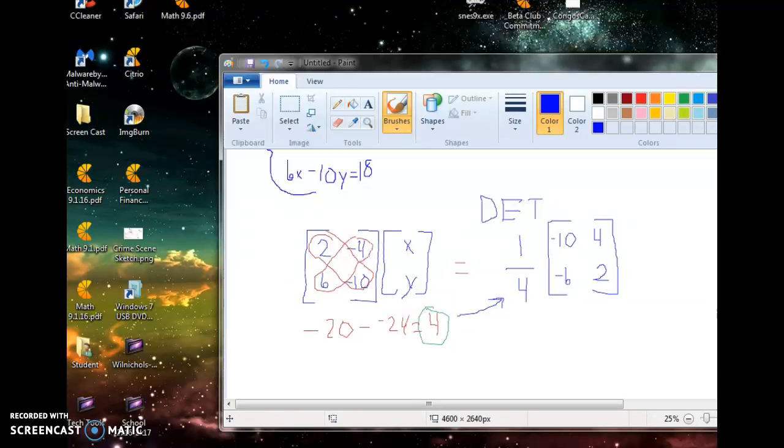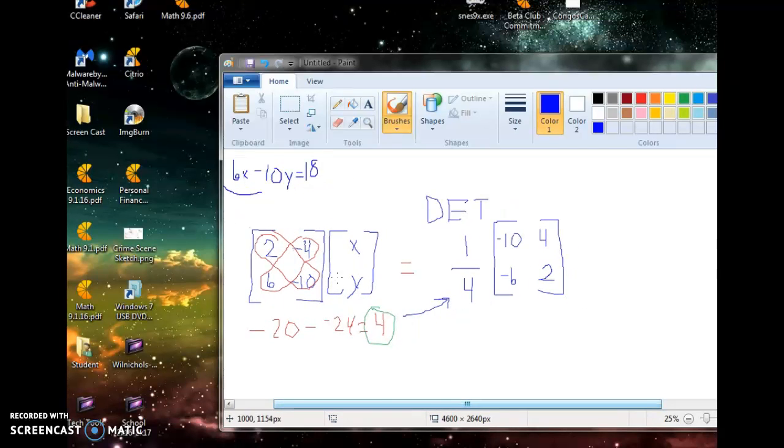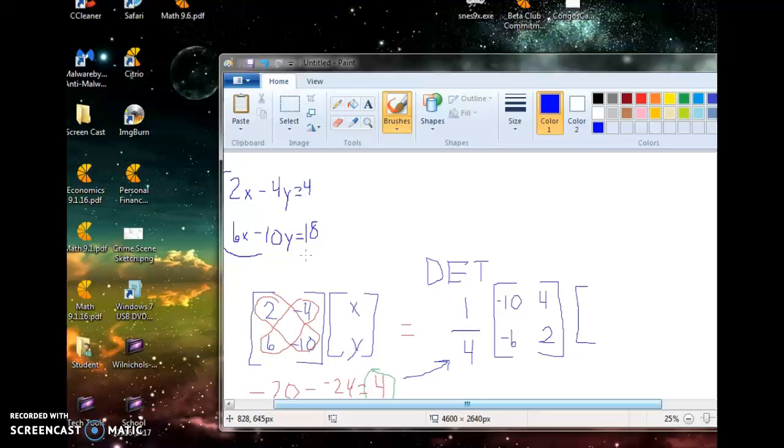Okay. Then in this x and y box, or matrix, we're going to use the answers from the problem. So our first answer is 4, and our second answer is 18.